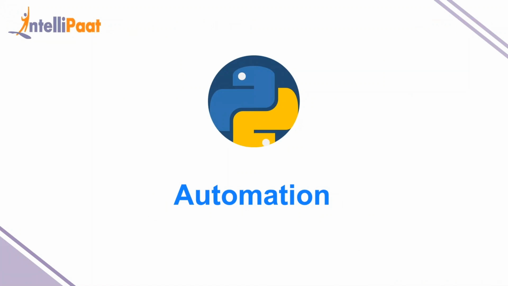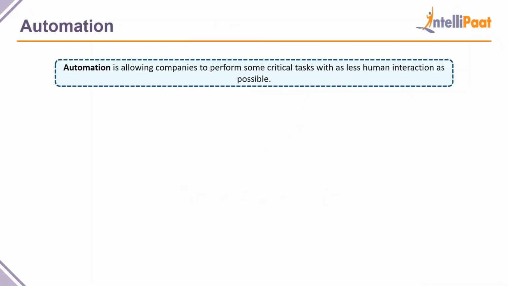First comes automation. So automation is allowing companies to perform some really critical tasks with as little human interaction as possible. So to give you an example, let's say you have some tasks such as whenever you start a system, you need to clear the cache files. Now this is a very trivial example that I'm giving. This is not that important, but if you understand this, you can understand how automation could help you.